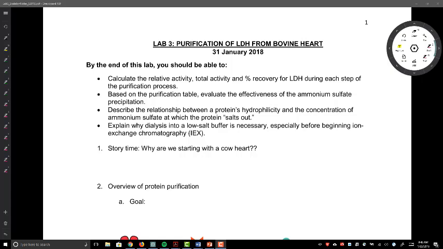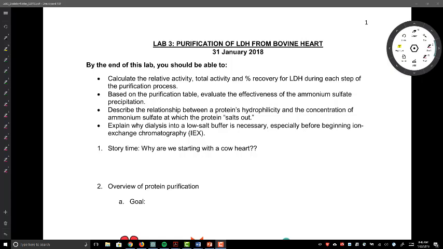So I really like to start with a story whenever I can. And so one of the big questions for this lab is, why are we starting with a cow heart? Any of you who were hanging around this building during last semester when the cow heart was prepped last time knows that it's not necessarily a pretty process.